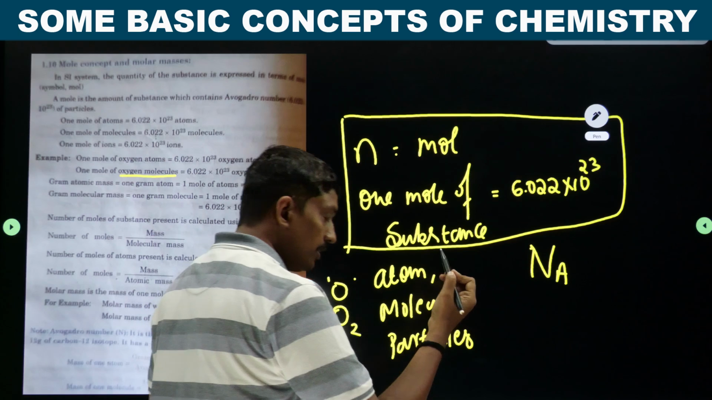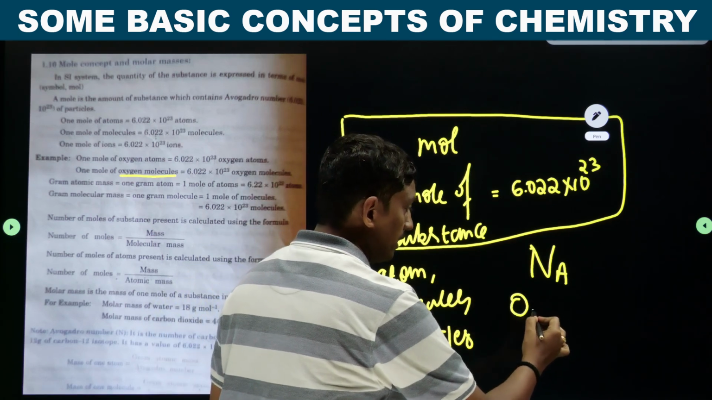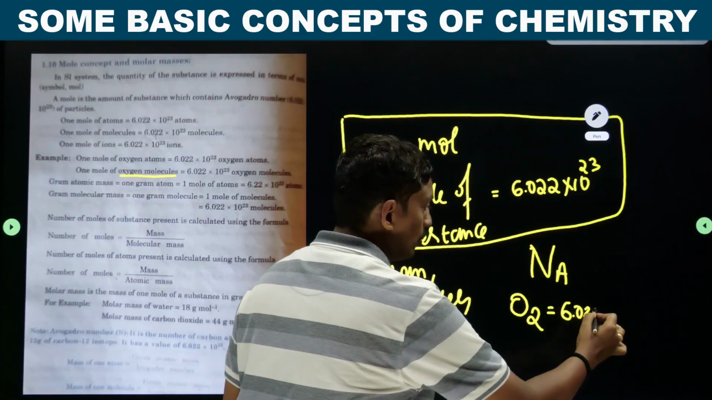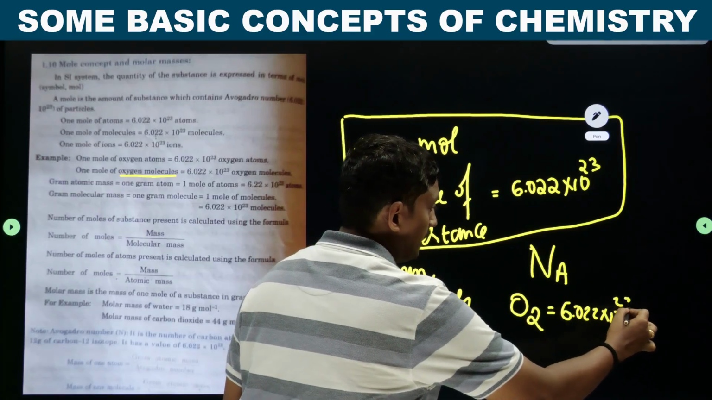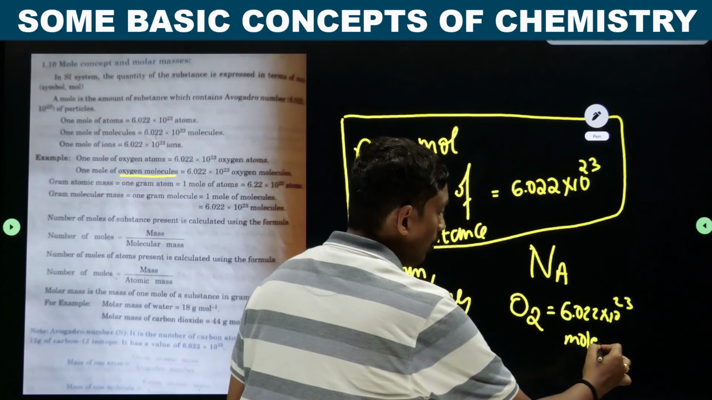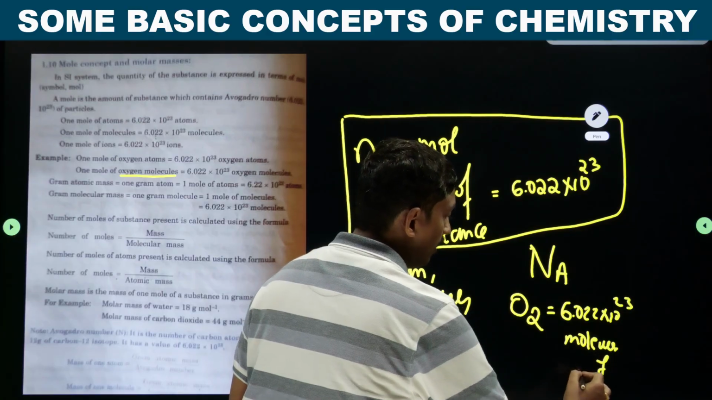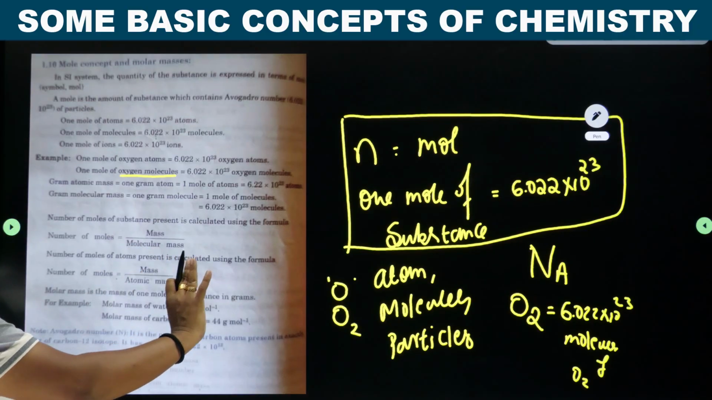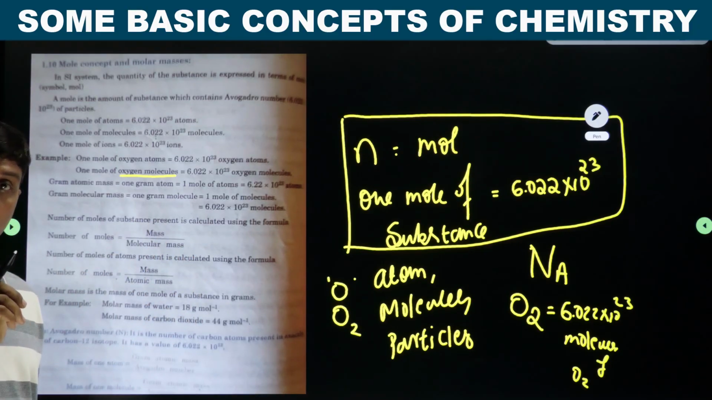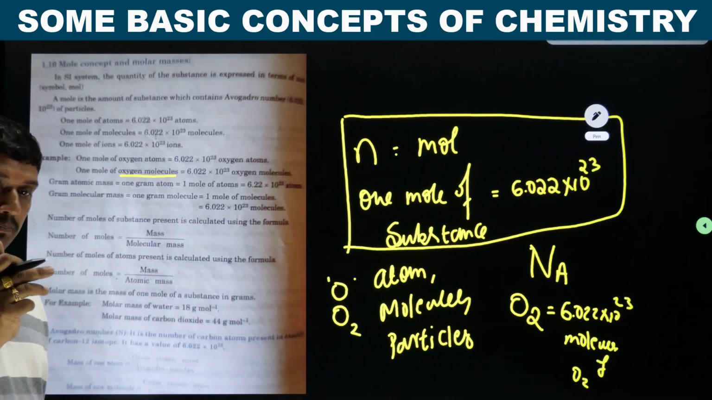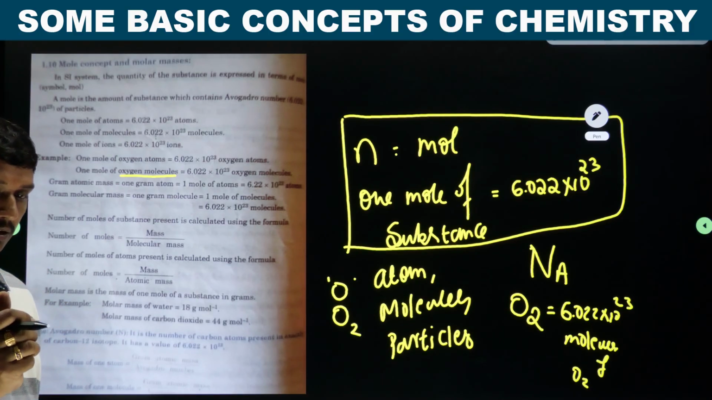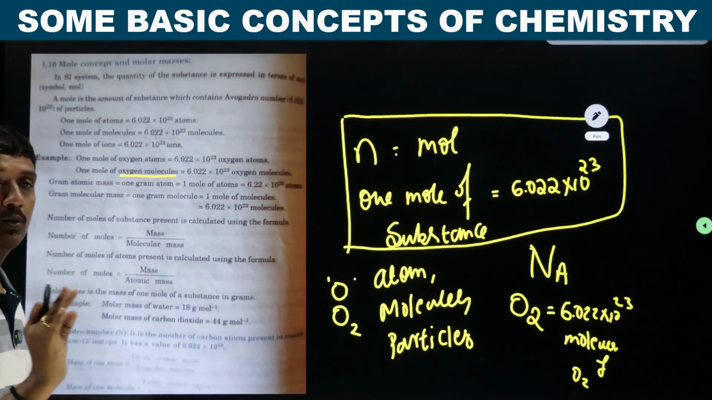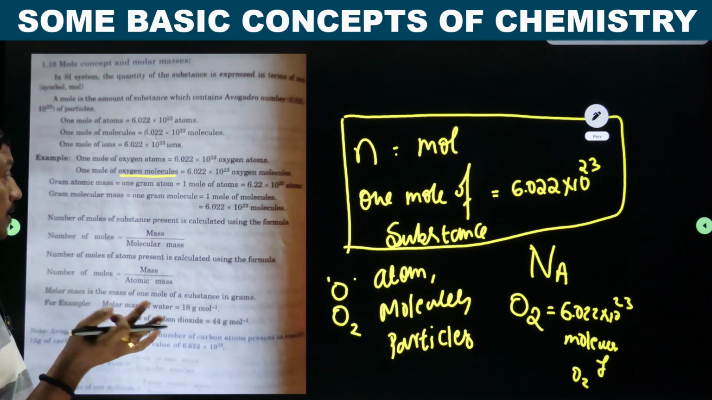1 mole of oxygen is nothing but you are taking O2, which consists of 6.022 into 10 to the power 23 molecules of oxygen. This is the meaning of a mole. It may be a particle, an ion, a molecule, or an atom, whatever it may be, that number should be equal to Avogadro number.